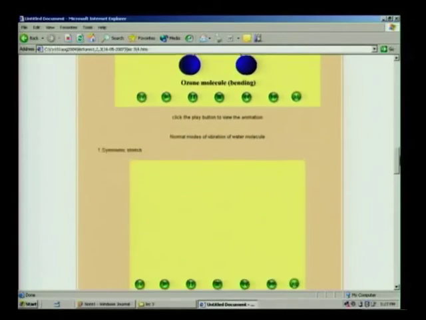Here the atoms being the same, all of them vibrate with the same amplitude, and this is an example of a normal mode. In the case of ozone, there are 3 normal modes. Let us look at the example of water.